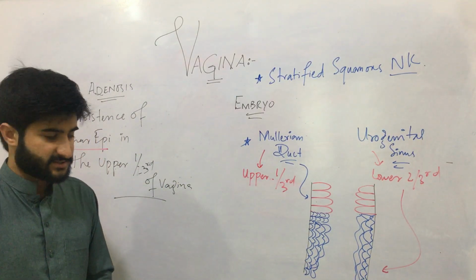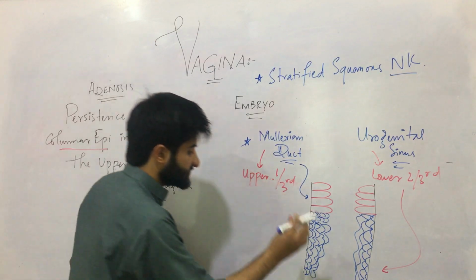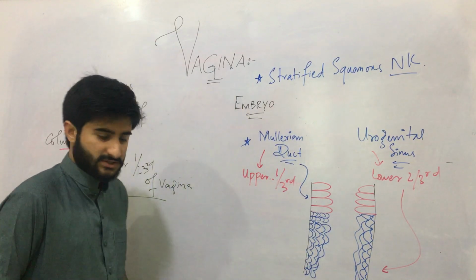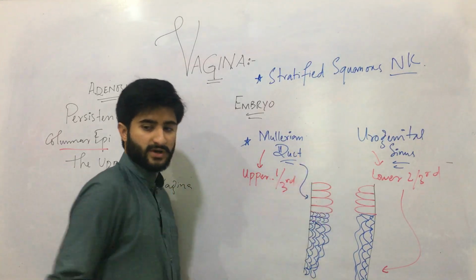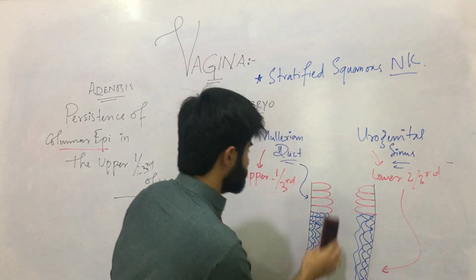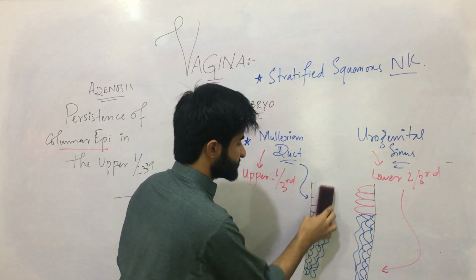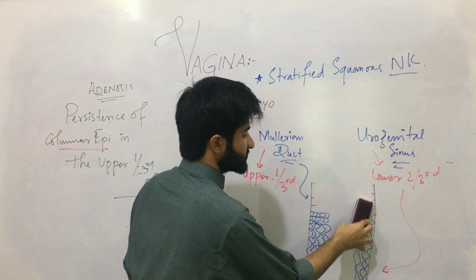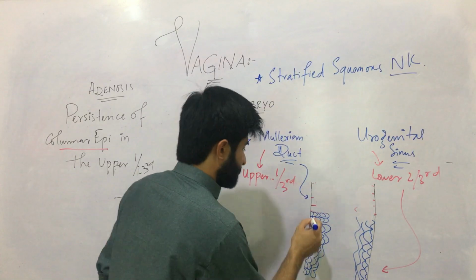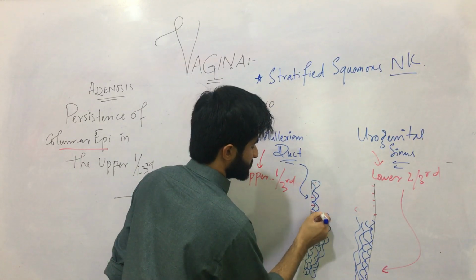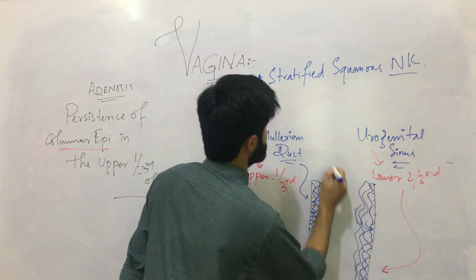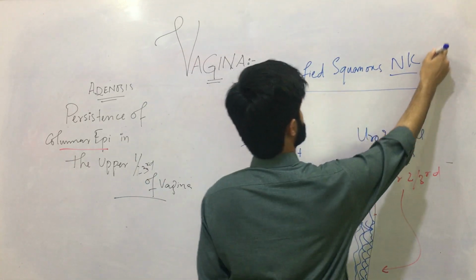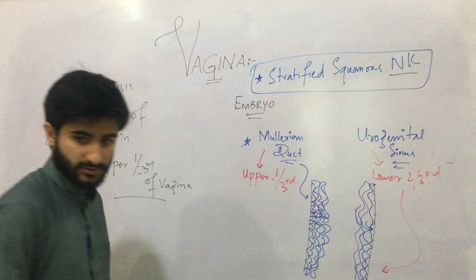During development, what happens is that this squamous epithelium also grows over this upper 1/3 region, so that a female will have stratified squamous non-keratinized epithelium of her vagina throughout.